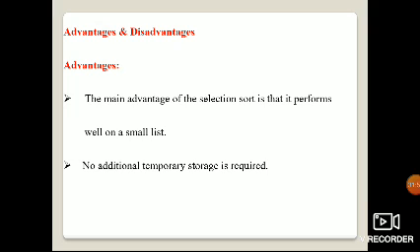Before going to the advantages and disadvantages, what are the applications? What are the applications of the selection sort? The smallest list is to be sorted first. For the selection sort, we have to take a small list. We should not take a very large list. Cost of swapping does not matter. What is swapping?